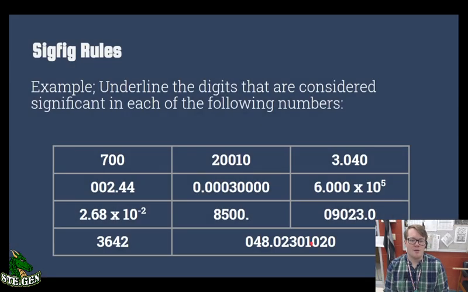Okay, so we're going to go through here, and I want to give you a moment to try to determine how many sig figs each of these have. You can pause the video if you want to try to work them out.